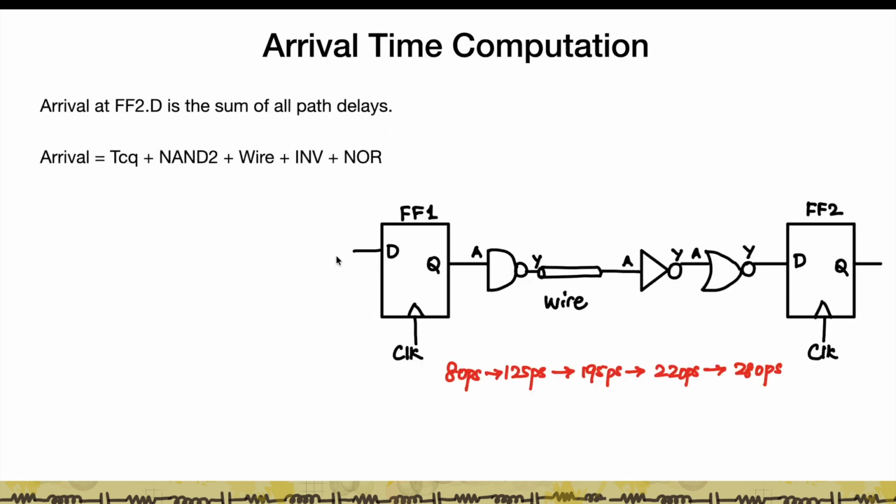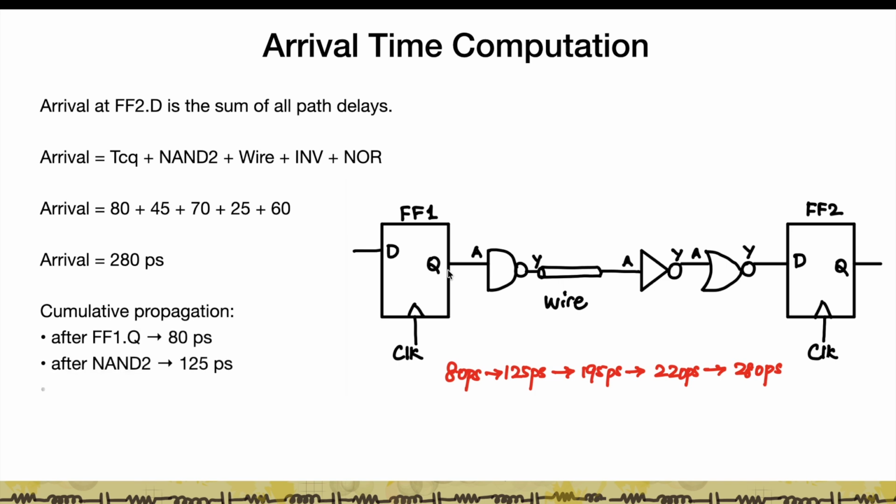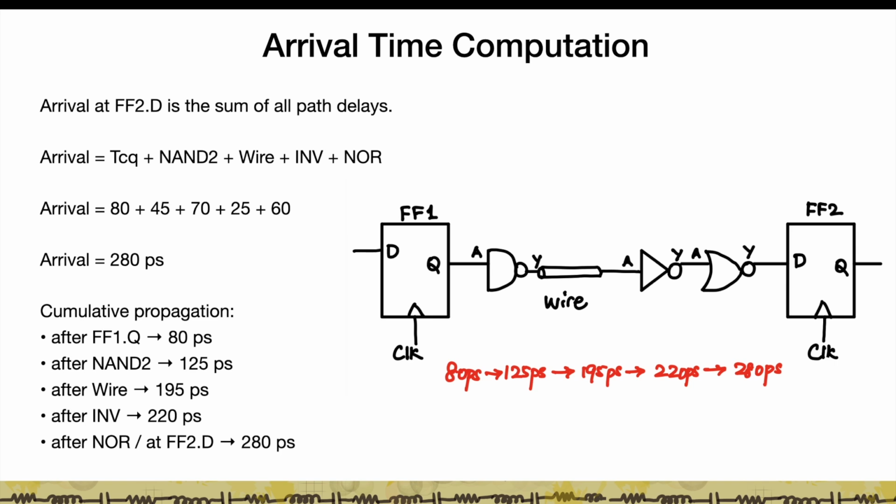Let's trace the signal forward through the path. The clock edge fires at time 0. FF1's output switches 80 picoseconds later, that's our starting point. After the NAND, it's 125 picoseconds. After the wire, it's 125 plus 70 or 195 picoseconds. After the inverter, it's 220 picoseconds, and after the NOR gate, it's 220 plus 60 or 280 picoseconds. The signal arrives at FF2's D input at 280 picoseconds. That's the arrival time, the result of forward propagation through the timing graph.